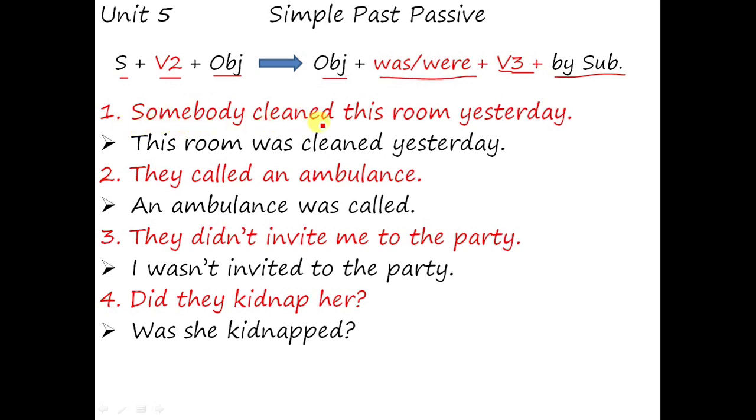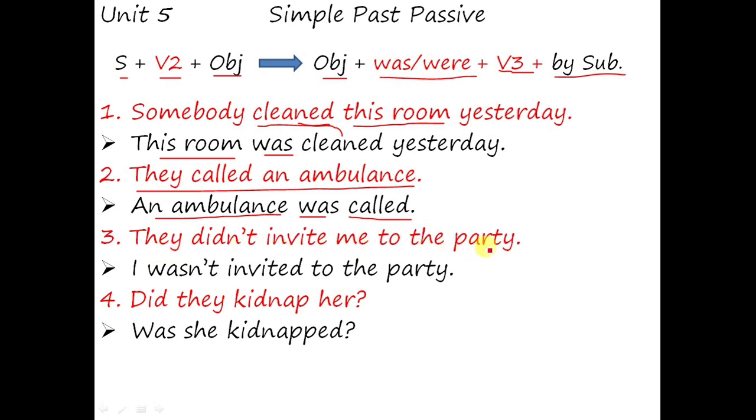First question: somebody cleaned this room yesterday. Yes, this is simple past tense because it is subject, V2 and object. So while making passive, use the object first. This room, this is past, therefore was, and V3 cleaned, yesterday. This room was cleaned yesterday. Similarly, they called an ambulance. So see, an ambulance, and called is past, therefore was: an ambulance was called.